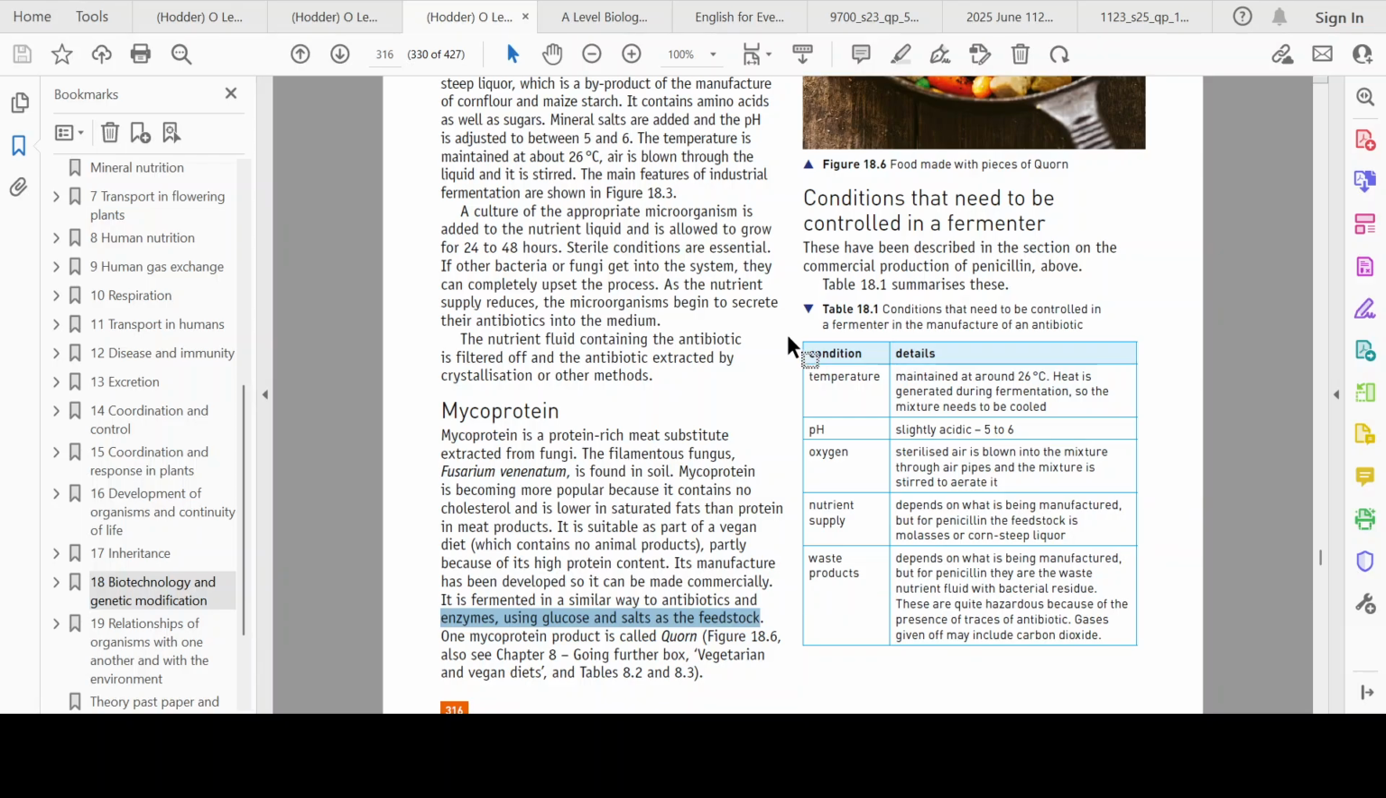Okay, this table gives all the conditions that you need in a commercial fermenter, in this case in the manufacture of an antibiotic. So the temperature, the right pH, oxygen, nutrient, waste products, and all that. In the case of antibiotics, the nutrient fluid containing the antibiotic is filtered, and then the antibiotic is extracted by crystallization or other methods.